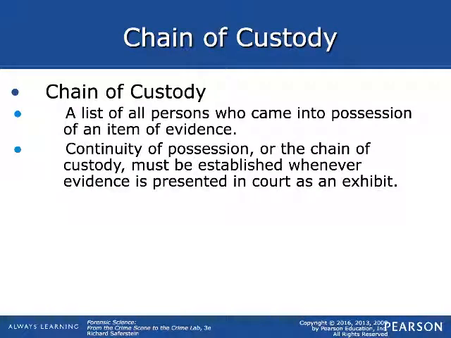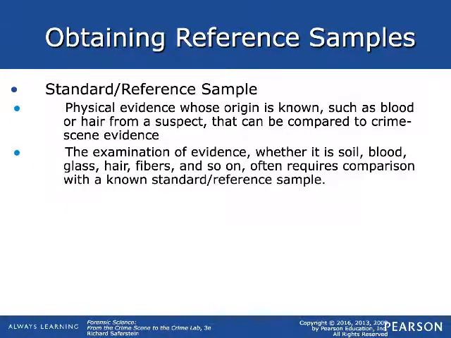Okay, now chain of custody we also talked about in lab. It's a list of people who came into possession of the evidence. We have to have continuity of possession, or the chain of custody. It's just like how one thing went to the next person, to the next person, to the next person. So it has to be there. If there's a space where it's missing, it's going to be hard to use that evidence in court.